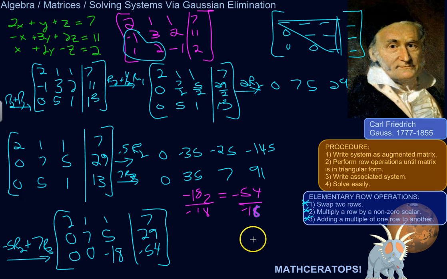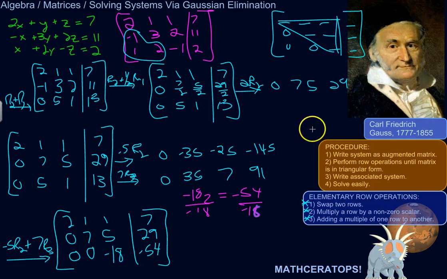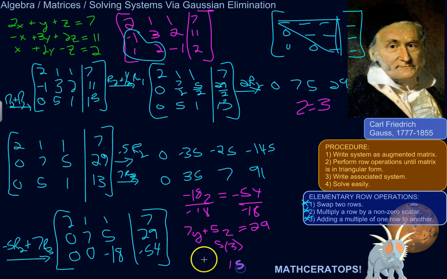What is that? I think that's 3, right? 54 divided by 18. Yeah. So z equals 3. We have our first winner. Now this is saying 7y plus 5z equals 29. So we know z now. So 5 times z is 15. So 7y plus 15 equals 29. Minus 15 on both sides. 7y equals, what is 14? So y equals 2.